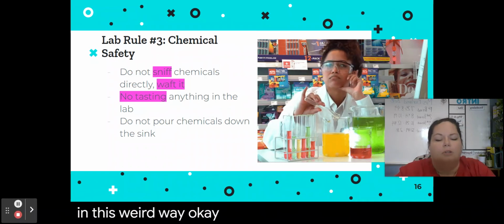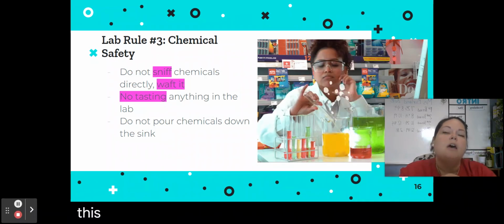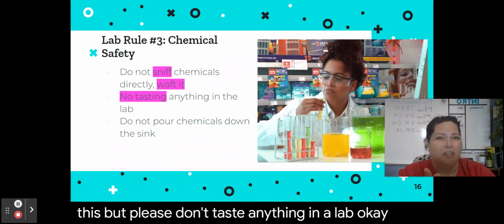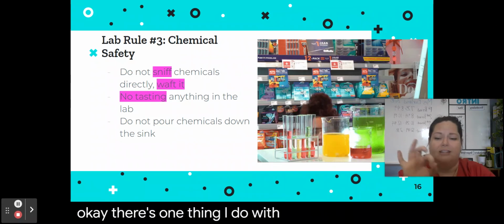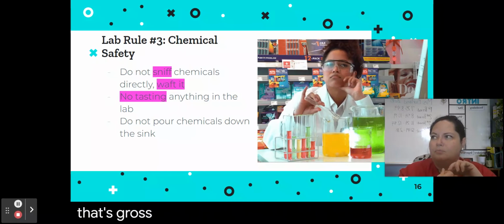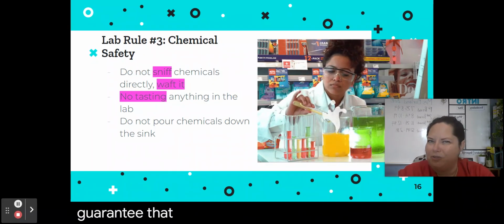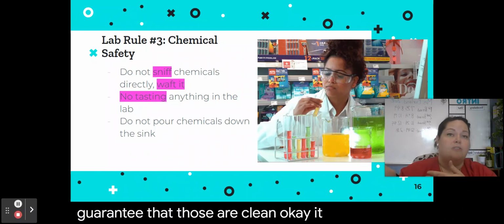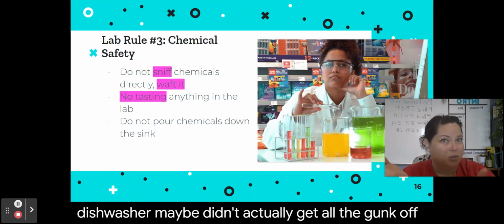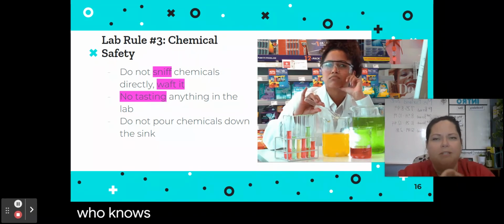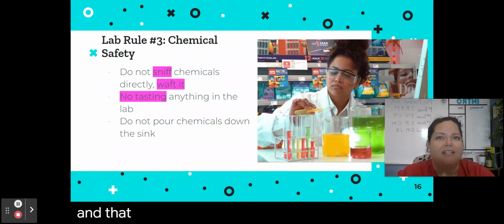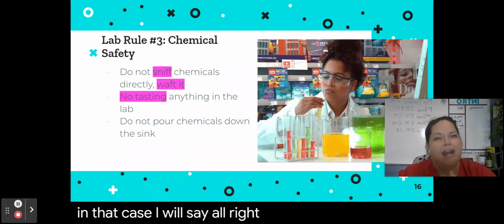I can't believe I have to stress this, but please don't taste anything in a lab. One, I reuse stuff. There's one thing I do with the big gumballs, and I reuse those. So don't take those and eat those. That's gross. Two, there's no guarantee that the containers are clean. It might have gone through the dishwasher. It may not have. Or the dishwasher maybe didn't actually get all the gunk off. Who knows? So just be smart. Don't taste anything. Now we will do some labs with candy and things like that. In that case, I will say, all right, now you can eat it.